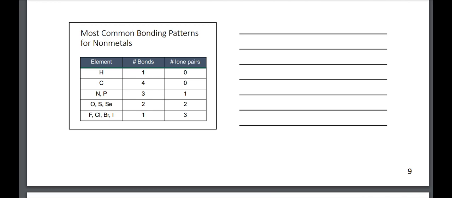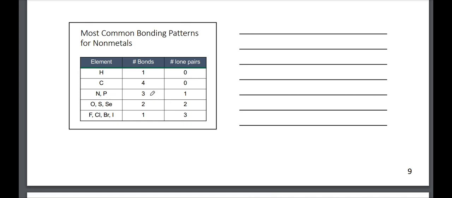Carbon has 4. Carbon forms 4 bonds. The reason for that is because carbon has 4 valence electrons. Carbon needs 4 more electrons in order to reach the octet rule, right? So remember, we need to reach the 8, the octet rule. So it needs 4 more electrons. What does that mean, 4 more electrons? It means 4 more bonds in order to reach the octet rule. So carbon always forms 4 bonds.